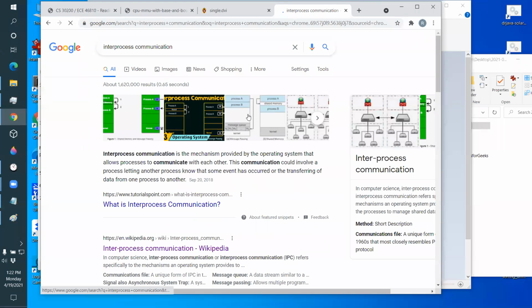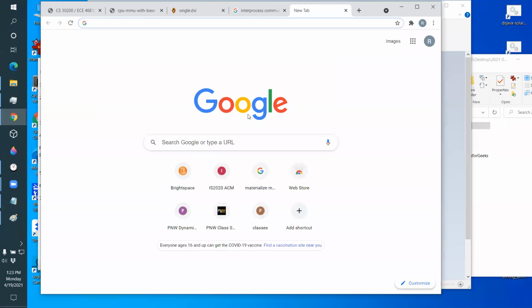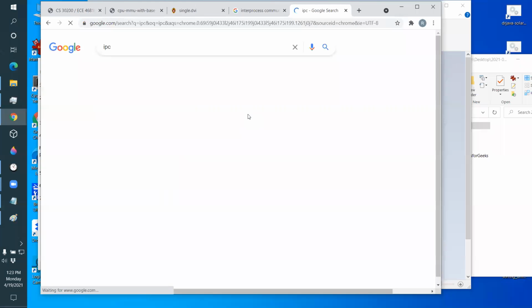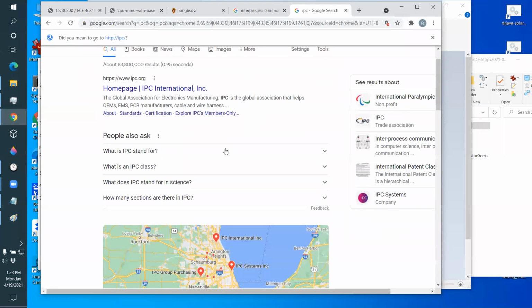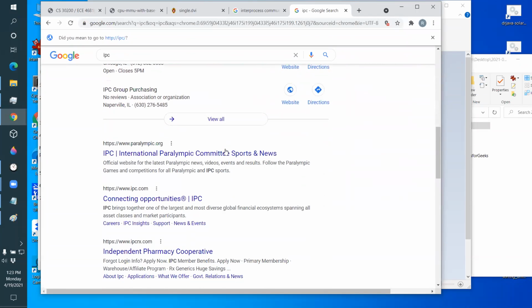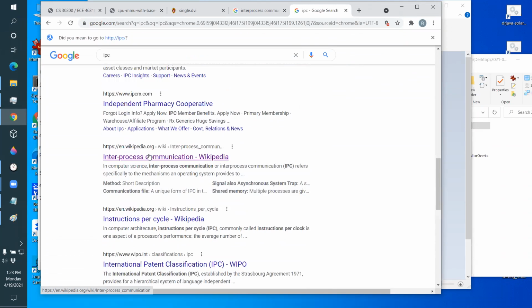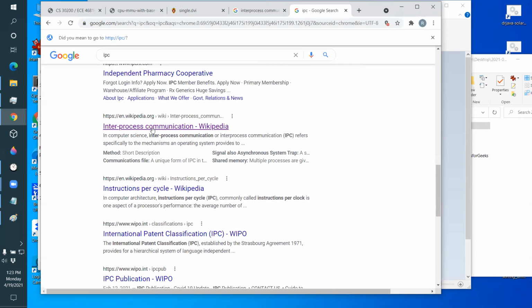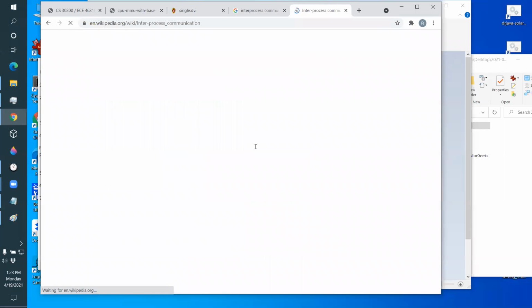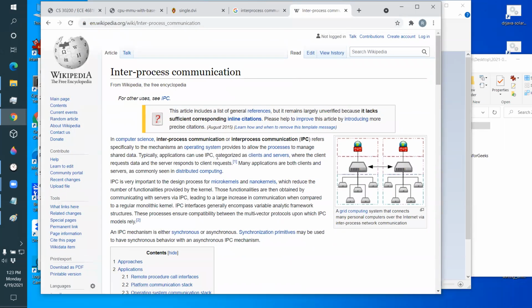If you Google it, inter-process communication is another one of these huge subjects that makes up computer science. In fact, if you just Google IPC, that acronym is important enough that you'll get inter-process communication near the top of the hits. So this is one of the key ideas of computers.